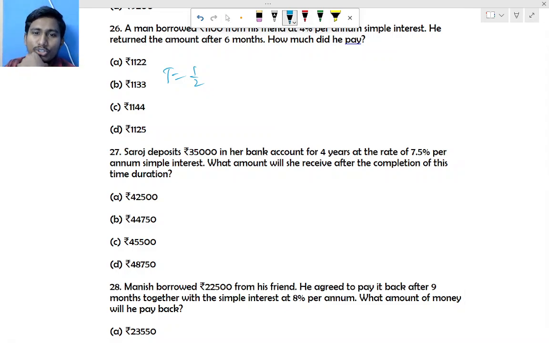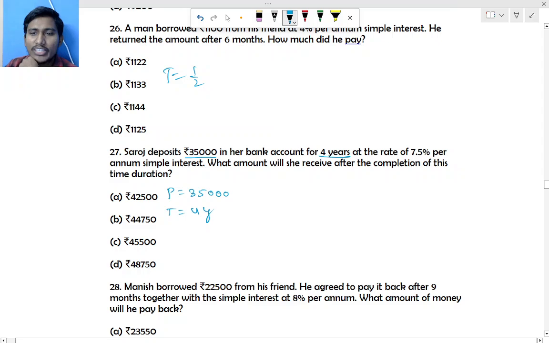So what is the question? Saroj deposits 35,000. Principal is how much? 35,000. For how many years? 4 years. Okay, at a rate of how much? 7.5%. So what amount will she receive after the completion of the time duration? Amount total means principal plus interest, right? So here interest will be how much?